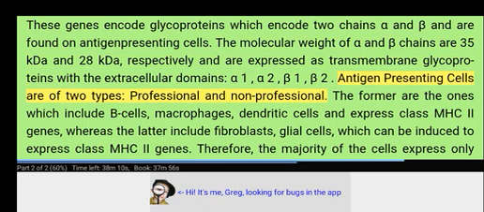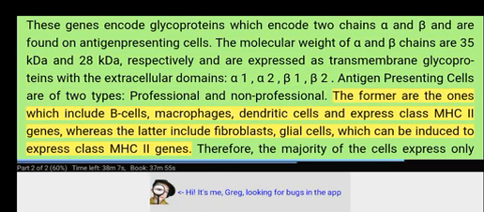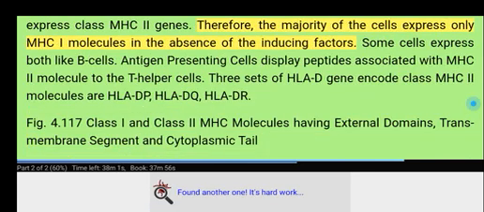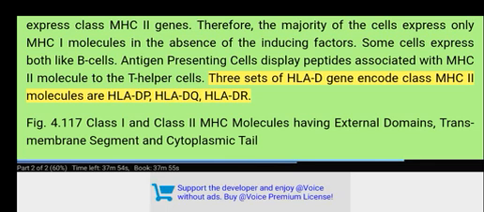Antigen-presenting cells are of 2 types, professional and non-professional. The former include B cells, macrophages, dendritic cells and express class MHC2 genes, whereas the latter include fibroblasts and glial cells, which can be induced to express class MHC2 genes. Therefore, the majority of the cells express only MHC I molecules in the absence of inducing factors. Some cells express both, like B cells. Antigen-presenting cells display peptides associated with MHC2 molecules to the T helper cells. 3 sets of HLA-D genes encode class MHC2 molecules: HLA-DP, HLA-DQ, HLA-DR.